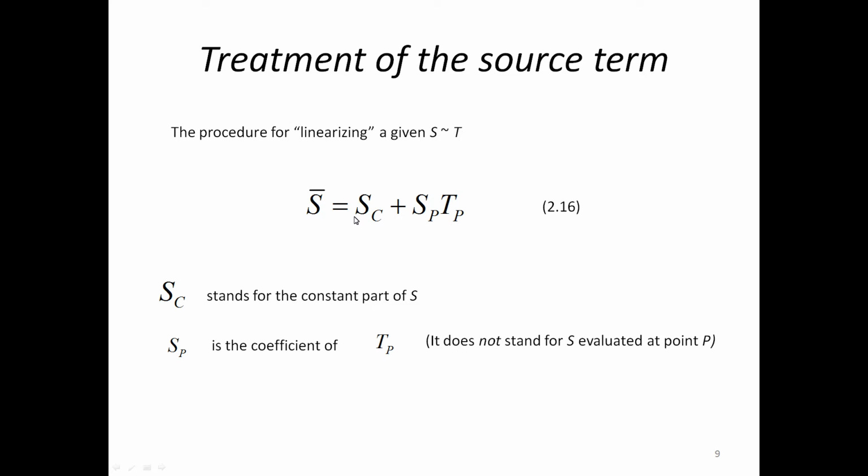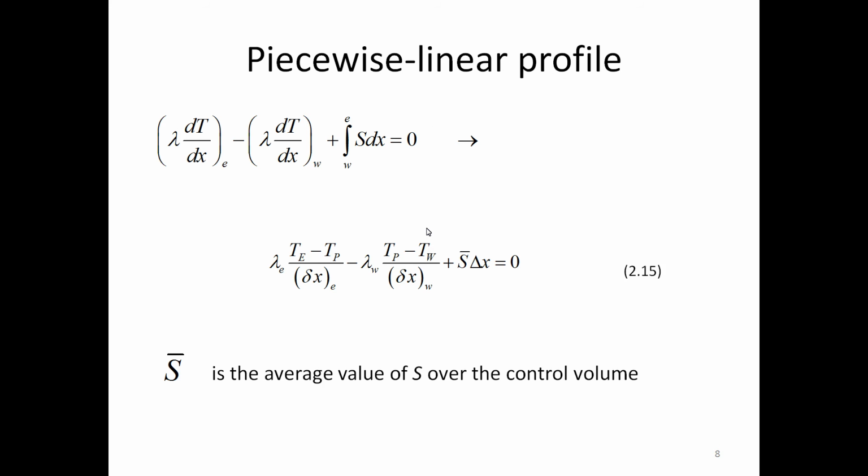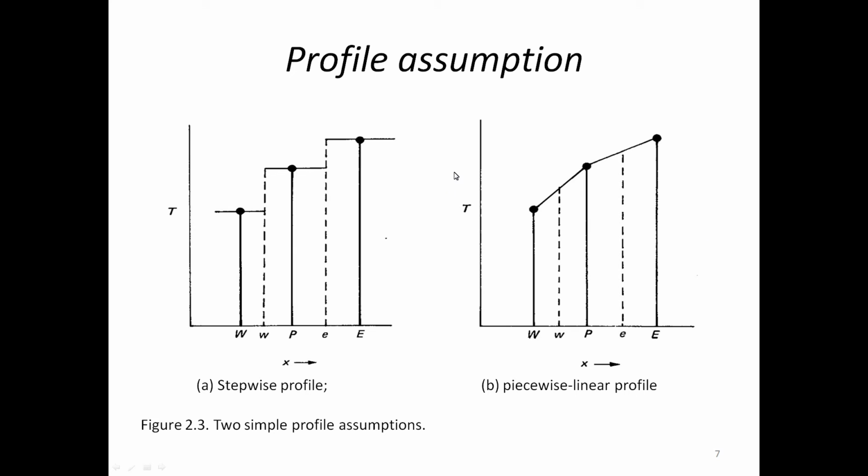Average value of S is equal to SC plus SP TP, where SC stands for the constant part of S, while SP is the coefficient of TP. It is obvious that SP does not stand for S evaluated at the point P. The appearance of TP in equation 2.16 reveals that in expressing the average value of S, we have presumed that the value TP prevails over the control volume. In other words, the stepwise profile shown in figure 2.3a has been used.